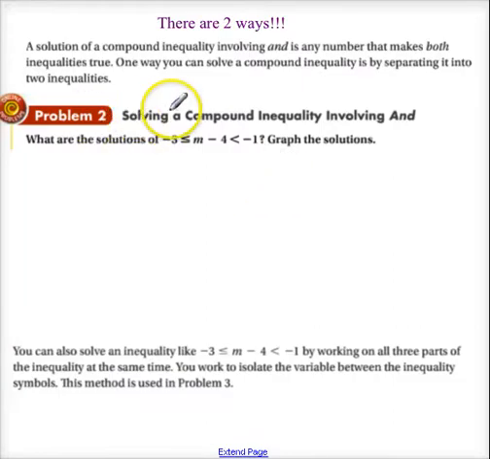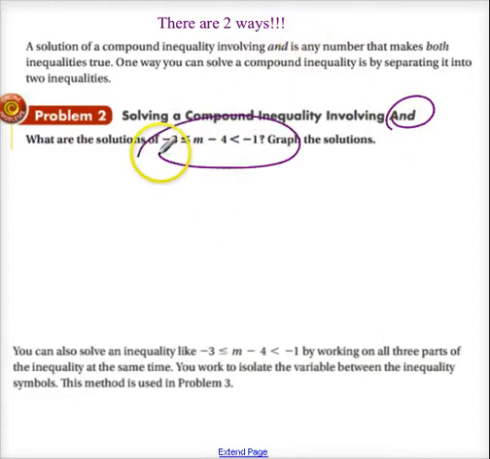Now, part 2, solving a compound inequality involving the word and. There are two ways to do this. I will show you both ways. Here is our compound inequality. It is not yet solved.